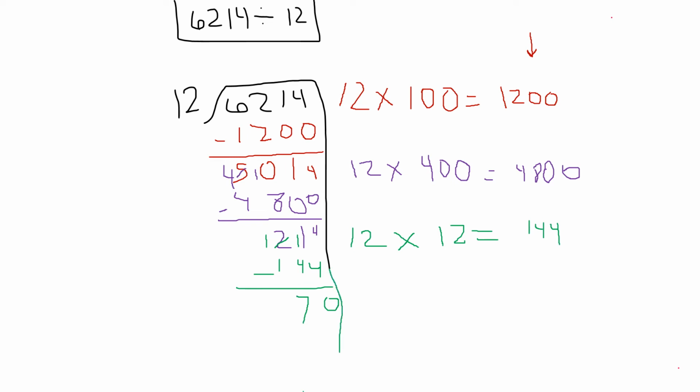There we go. So next, what times 12 will get me as close to 70 without going over? So I know I can do 12 times 5, and that will get me to 60. So again, I subtract the 60 over here, and that gets me to 10. Now my remainder here is less than my divisor of 12. So I know I am done and I can't go any further. So therefore, I know that the answer to this question is going to have a remainder of 10.